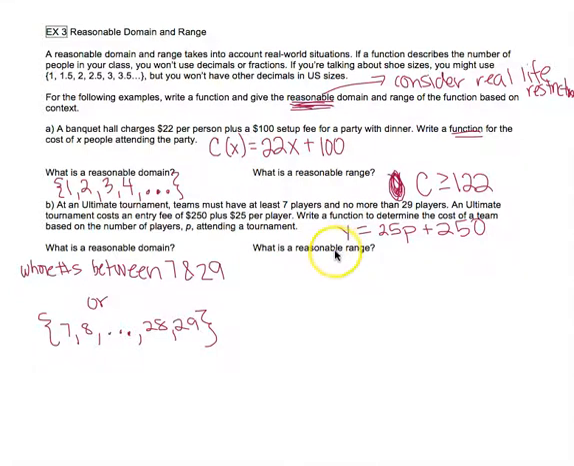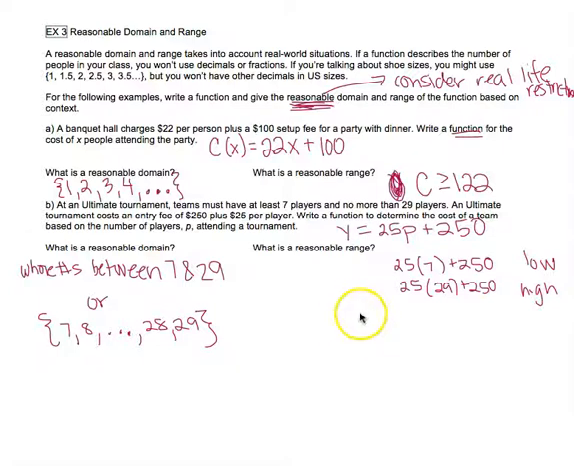A reasonable range. So range, I know that the least amount of money that might be spent is if there are only 7 players. So 25 times 7 plus 250 is going to be the lowest number. I know that the highest amount, because it can't just keep going and going. Here we aren't told anything about an upper limit for the number of people attending the party, but here we are. We're told no more than 29 players. So this is going to be our high value.